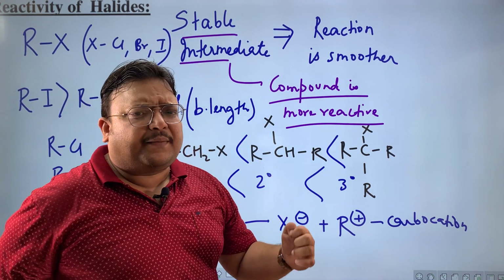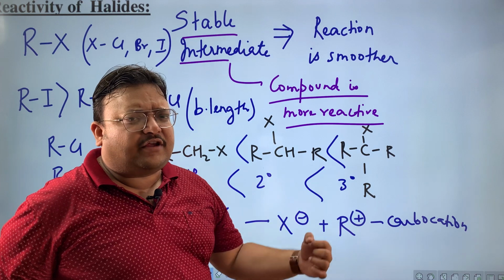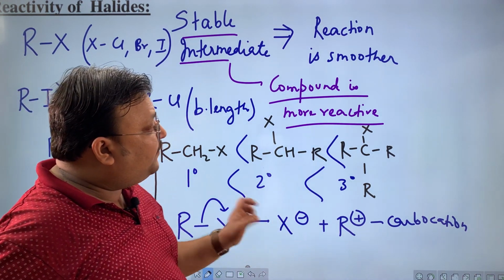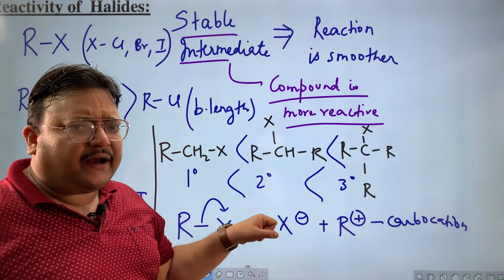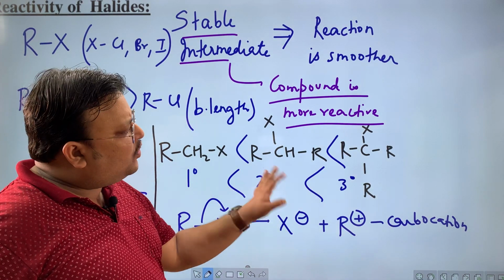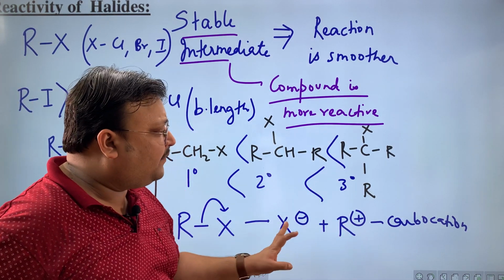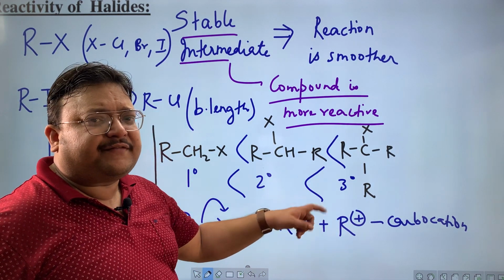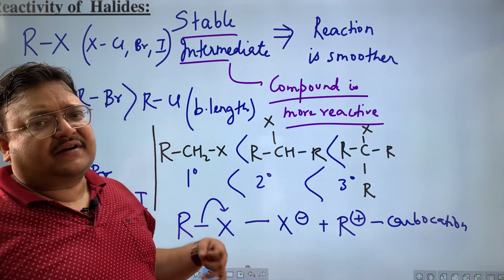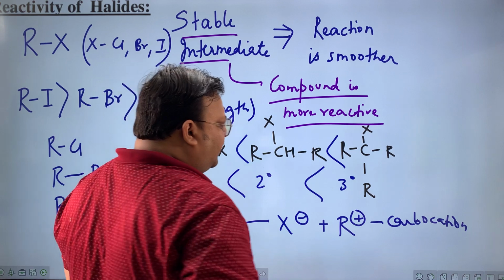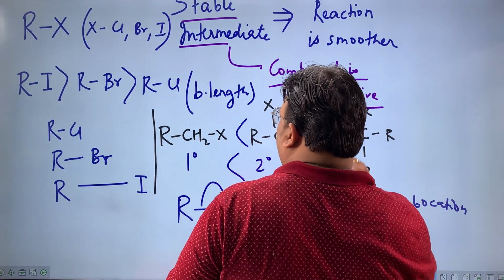The more stable the intermediate, the more reactive the compound. So if the order of reactivity of halides is to be obtained, it would generally be in accordance with the order of stability of the intermediate, which is a carbocation. So for carbocation, if the stability is 3 degree more than 2 degree more than 1 degree, chances are the reactivity of halides would be 3 degree more than 2 degree more than 1 degree. We'll want to carry on.